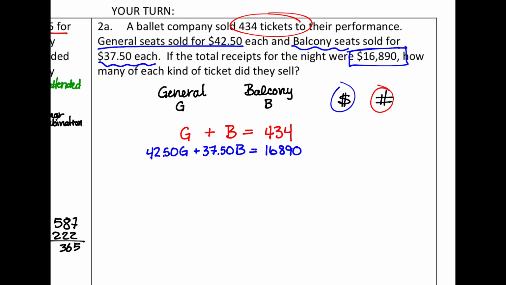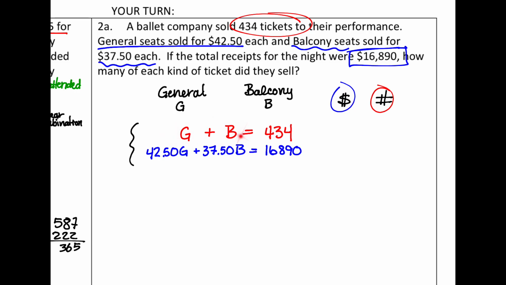Okay, that's kind of a crazy looking system, but we have a system. So everything that you know how to do, you can now put into place. You can solve the first equation for G and substitute it in here. You could solve it for B and substitute it in here.